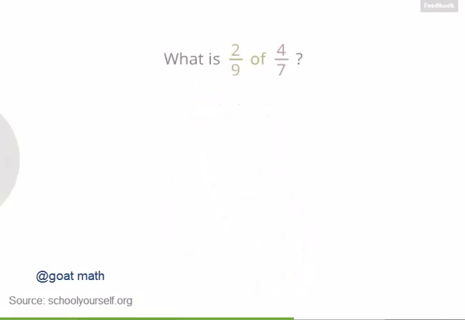Next, try an example with 2 fractions. What's 2/9 of 4/7? Precisely, this equals 2/9 times 4/7. You can multiply the numerators and denominators to find that this equals 8/63.